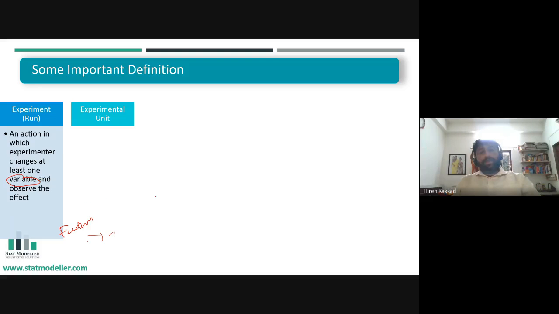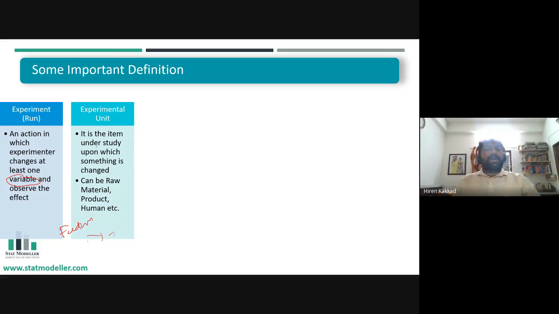Then what do we mean by the experimental unit? It is the item under study upon which something is changed. So where are we measuring the effect? That is in the experimental unit. It can be material, it can be product, it can be human.